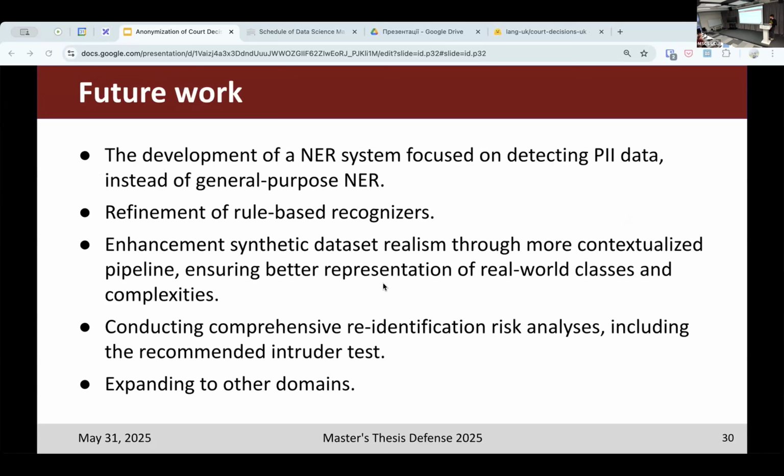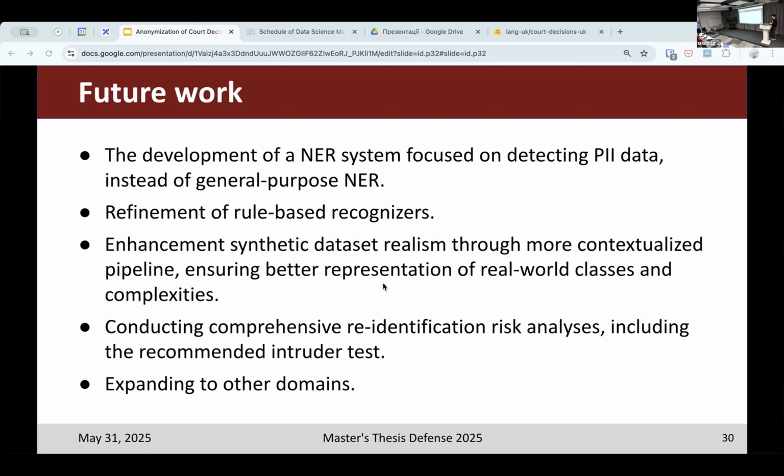And as for future work, what we can recommend: the development of an NER system that is specific to the detection of PII types and not general personal names. Unfortunately, we don't have that. And we can also refine rule-based recognizers, since we only covered the most popular ones, but further analysis of these PII types can also help to refine the quality of pseudonymization.